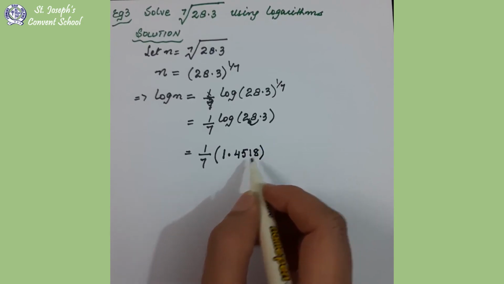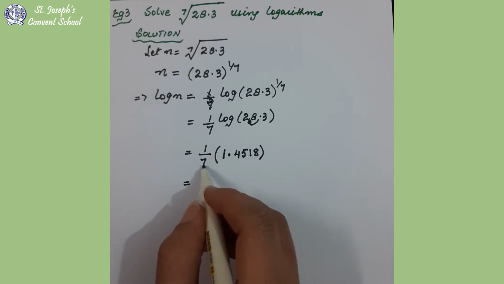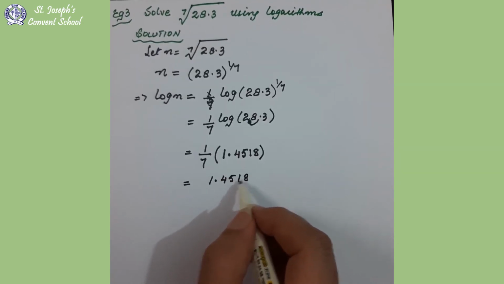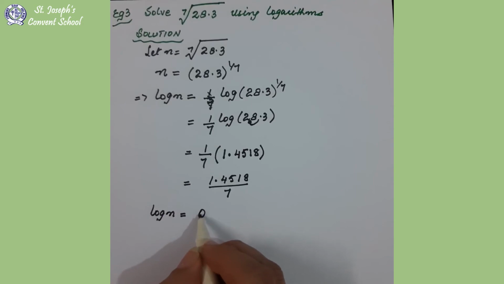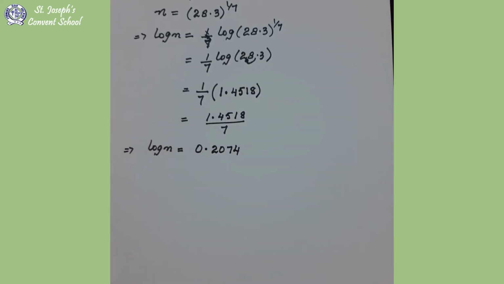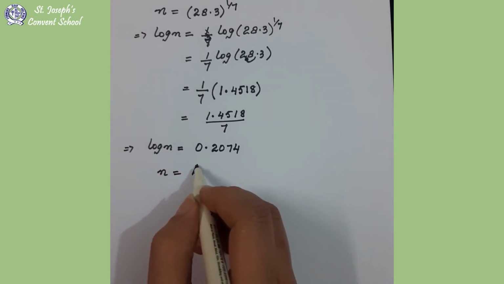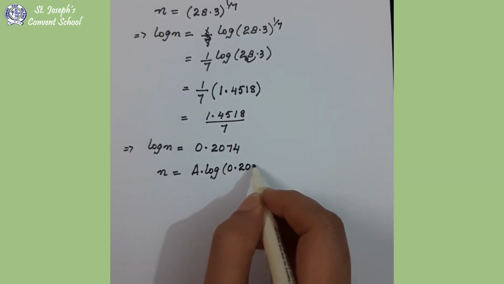4518. Now in this case 1 upon 7 into this means you will divide this number by 7. So it means 1.4518 divided by 7. So divide this. Log of n equals, after dividing you'll get 0.2074. This is log n. Now the last step is to find the anti-log. So n equals, log will shift this side, so it will change into anti-log of 0.2074.